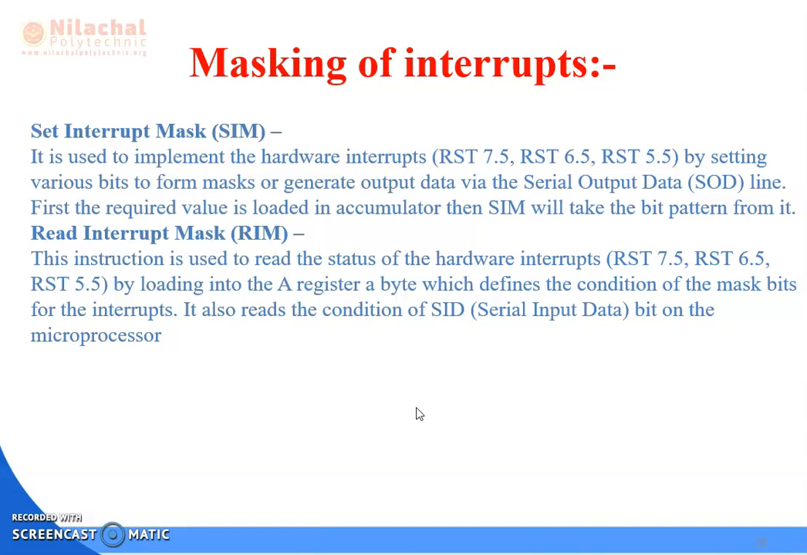Next, what is RIM? That is read interrupt mask. This instruction is used to read the status of the hardware interrupts, that is RST 7.5, RST 6.5, RST 5.5, by loading into the A register, that is the accumulator register, a byte which defines the condition of the mask bits for the interrupts. It also reads the condition of SID, that is the serial input data bit, on the microprocessor. So this is all about chapter 1 of microprocessor, that is 8085 microprocessor. So thank you.